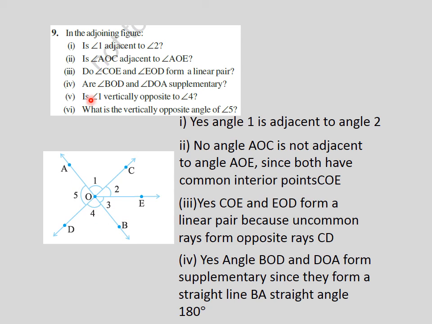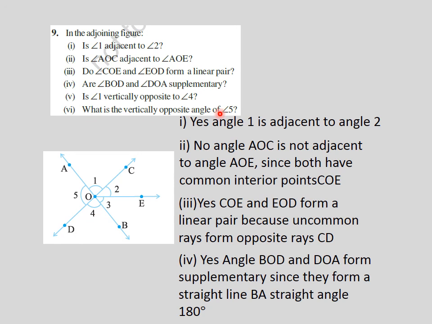Okay. Is angle 1 vertically opposite to angle 4? Exactly, because these two lines are intersecting lines. Angle 1 and angle 4 are formed by intersecting lines. So therefore, angle 1 and angle 4 are forming vertically opposite angles.